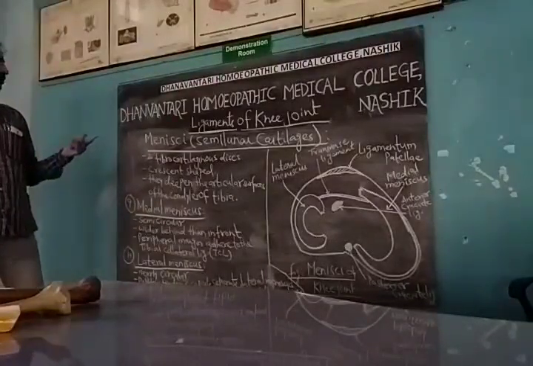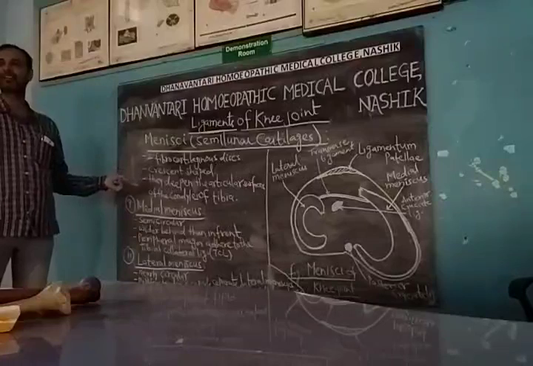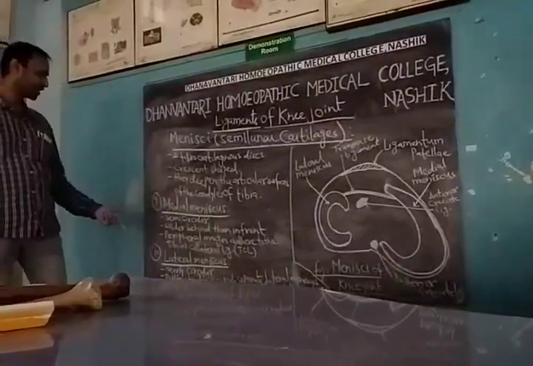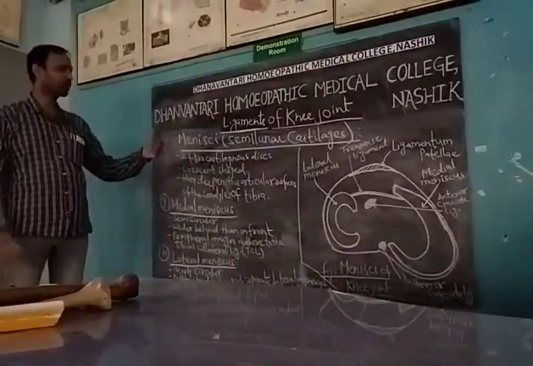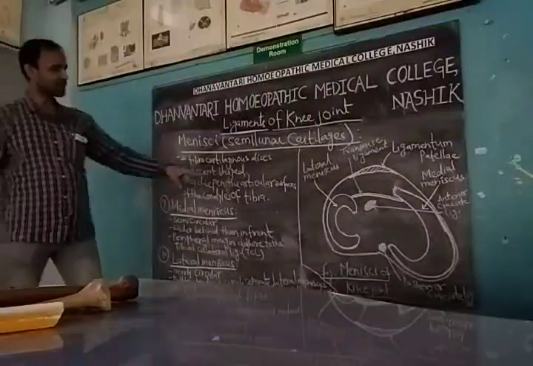The next part of the ligaments we are learning is the menisci. So the 9th and 10th ligaments are the medial and the lateral meniscus. We are going to discuss these two menisci now. See, if you can see this diagram.